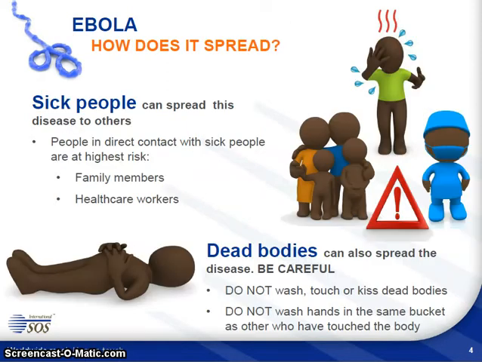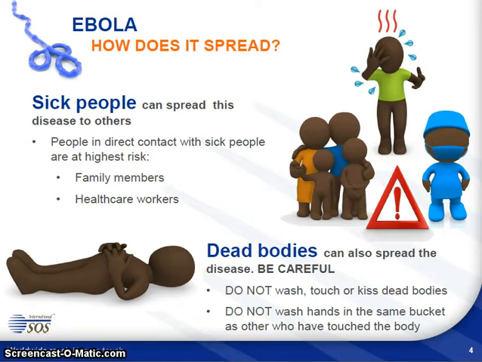Now, how does the Ebola virus disease spread? Sick people who already have the virus can spread this disease to others. People who are in direct contact with these sick people are the ones that have the higher risk. People like their family members and the people at the hospitals who take care of them. Also, dead bodies can also spread this disease. You need to be very, very careful.